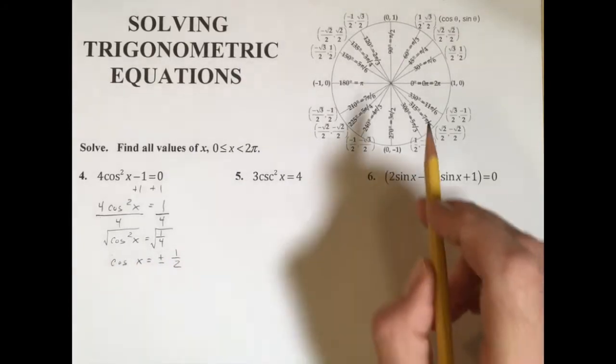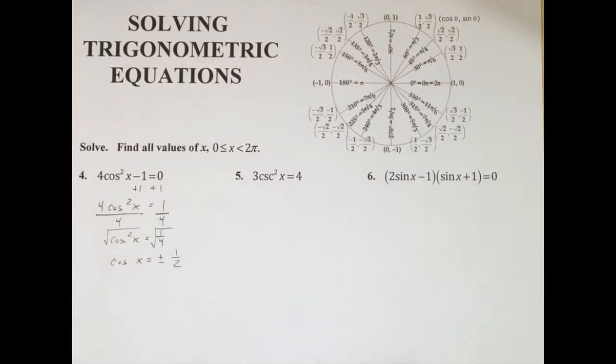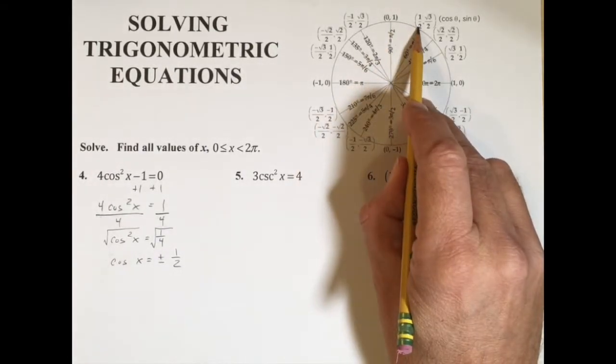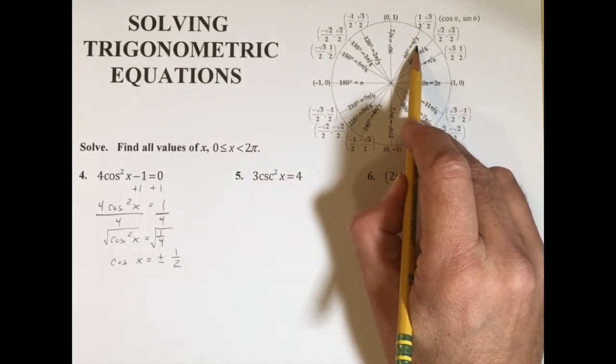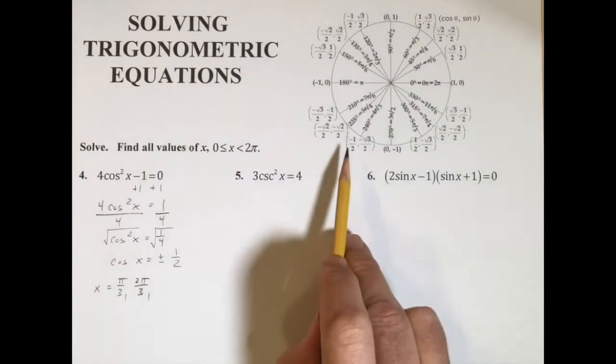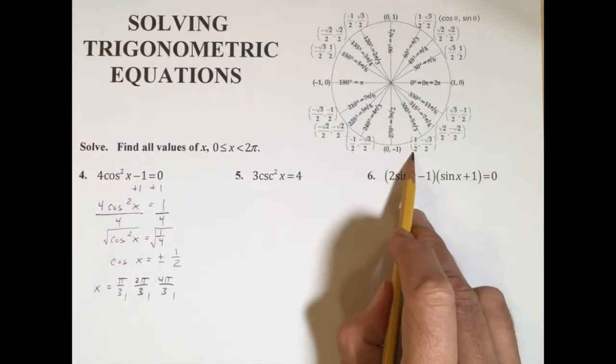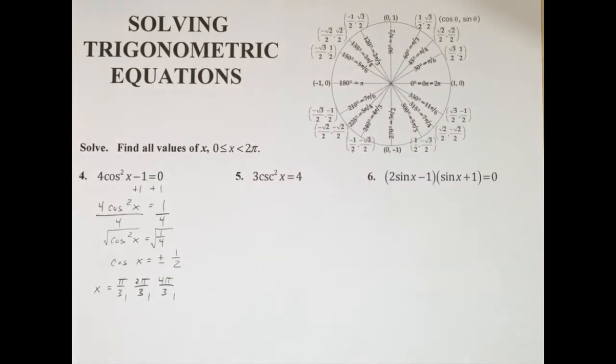This time we're going to spin around the unit circle and find the angles where cosine is either positive or negative 1/2. Right here, it's positive 1/2 at pi over 3. It's negative 1/2 at 2 pi over 3. It's negative 1/2 again at 4 pi over 3. And it's positive 1/2 at 5 pi over 3.